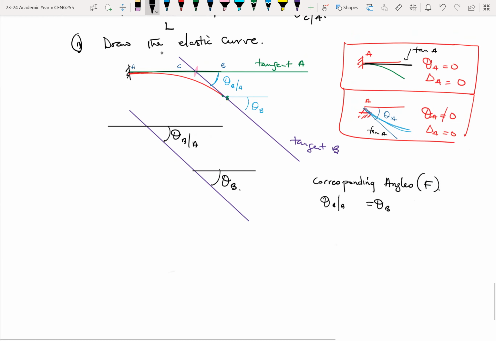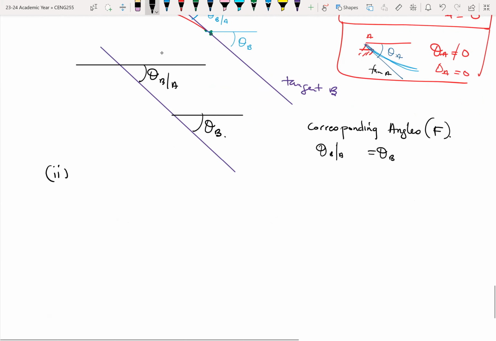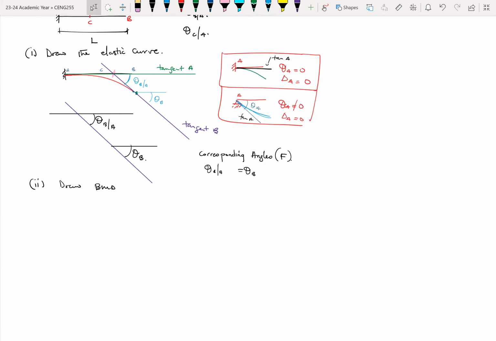Okay. So all of this is just to explain the elastic curve. You don't need to go through this extra information, it's just to explain the concept. What is important is drawing the elastic curve right here. So once we draw the elastic curve, the next thing to do is to draw your bending moment diagram. So for a cantilever, the bending moment diagram is a negative moment. So this is my bending moment diagram.